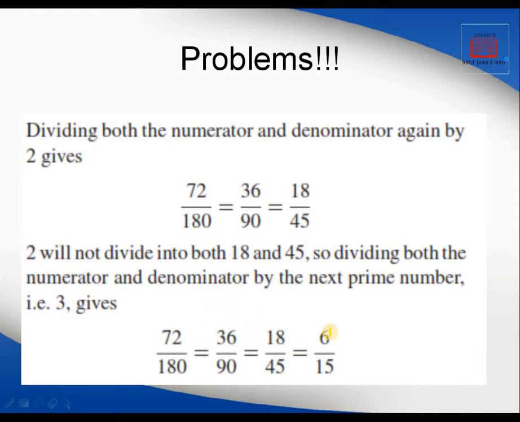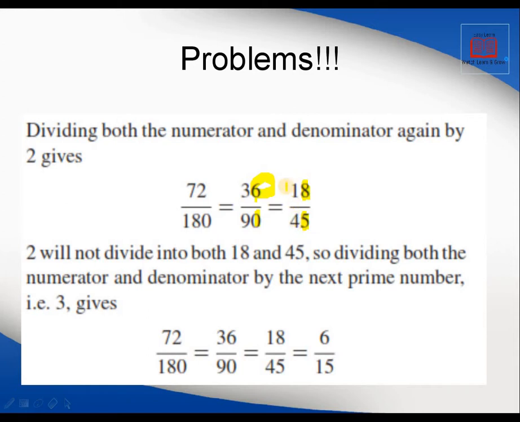In step number 2, we continue dividing by 2 until it no longer divides. Again you can see that 6 is also an even number, 0 is also an even number. So it means it can be divided further by 2. The answer is 18 and 45. 8 is again an even number, but here 5 is not an even number. So 2 does not divide both 18 and 45, so we divide both the numerator and denominator by the next prime number.